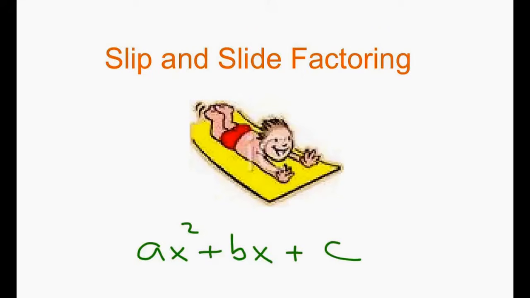So we have a polynomial in the form ax squared plus bx plus c. We're going to use this slip and slide factoring method. So essentially, when there's a number in front of the x squared.